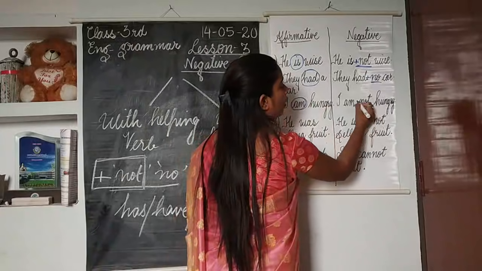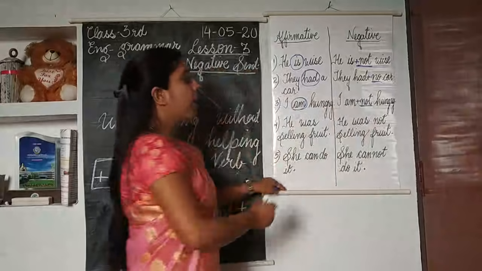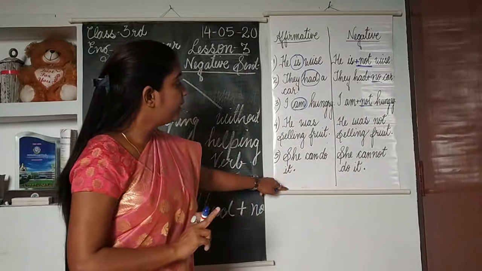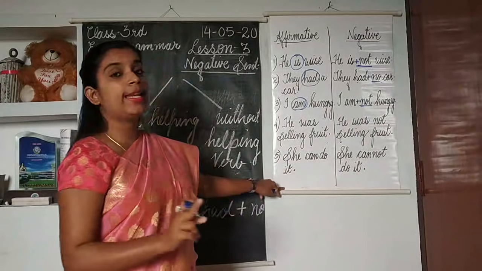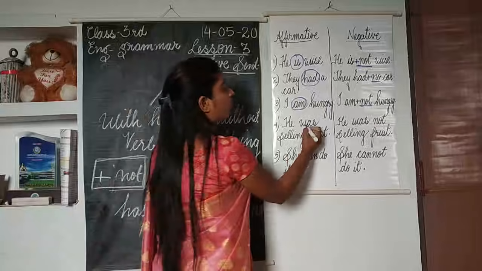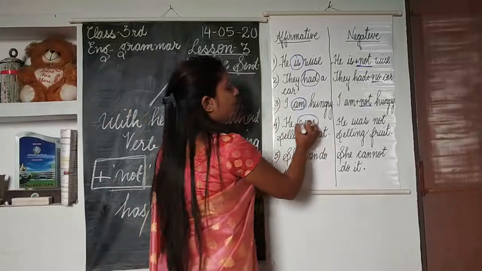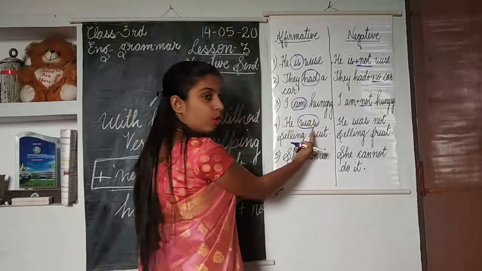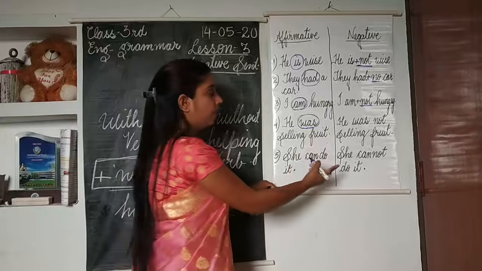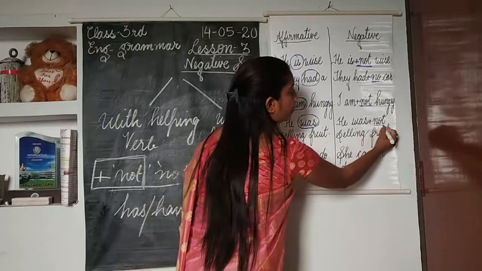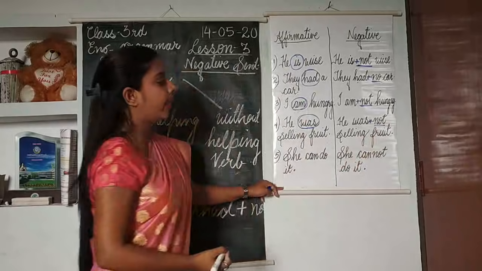Simply by adding not. I am hungry. I am not hungry. Okay. The fourth sentence is he was selling fruit. Now see here children, was is also a helping verb. So what will be the negative of this sentence? You will add not after was and you can easily make it negative. He was not selling fruit.